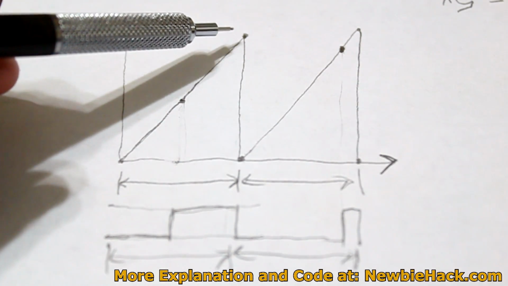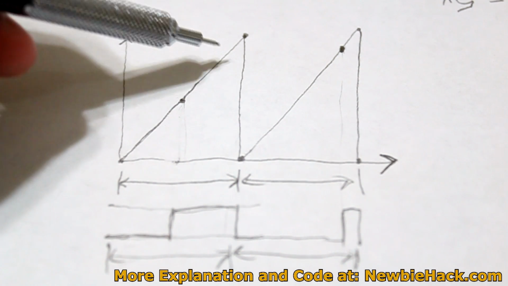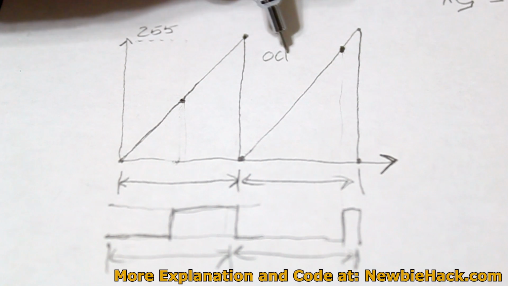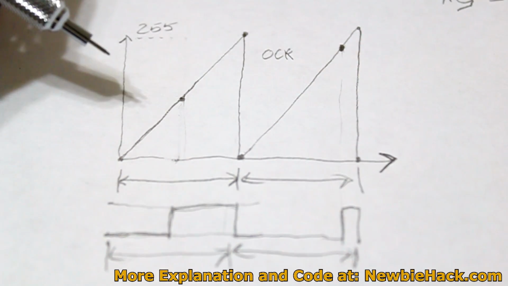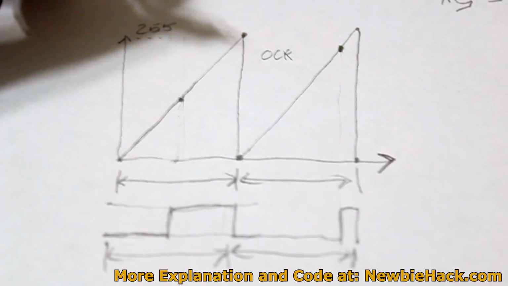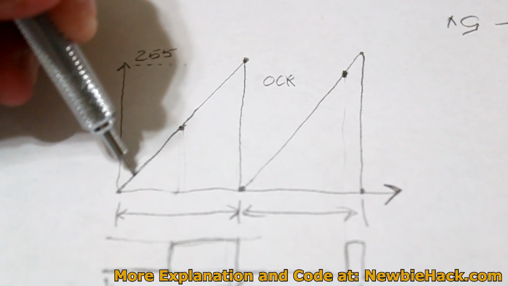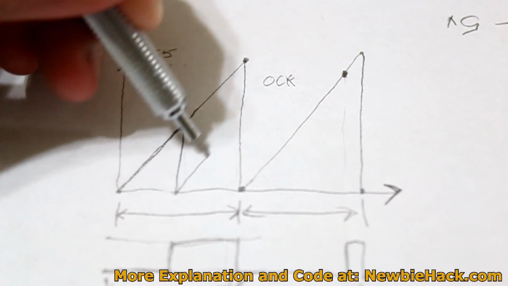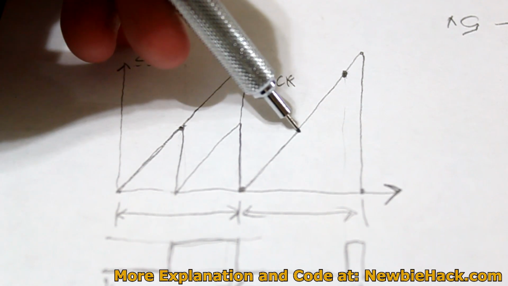With the 8-bit timers, we can either have a maximum of 255, or we can set the maximum to be the value in the OCR register. And this is in CTC mode, which is clear on timer compare. So let's say our OCR value is 128. When the timer gets to 128, it'll reset back to 0, and then it'll do that again. Go back up to 128, reset back to 0.